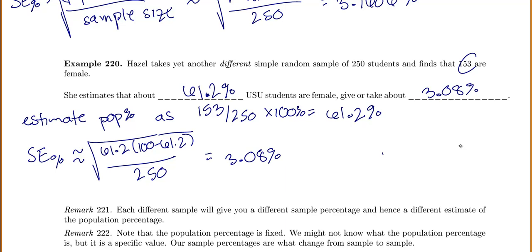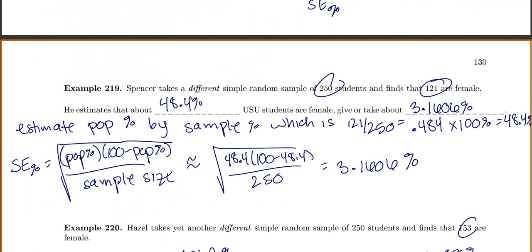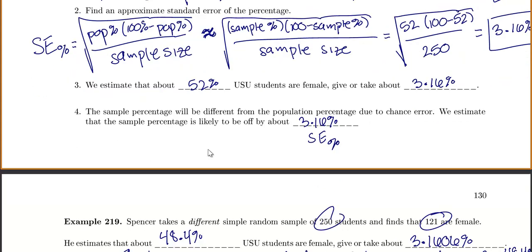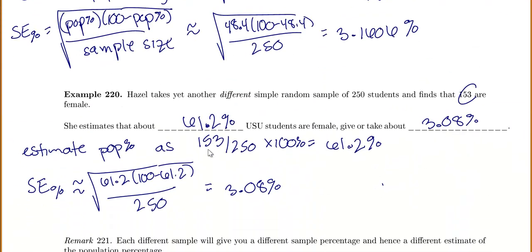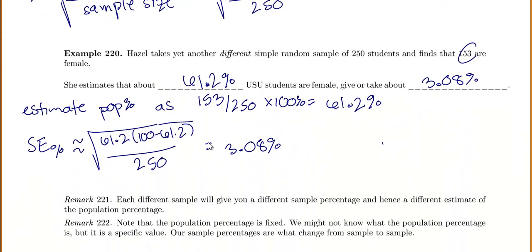Our sample percentages, though, they do change from sample to sample. So when I'm getting these different estimates of 61.2 or 48.4 or 52%, those estimates are changing. That doesn't mean that the overall population changes, because it's not changing. That's a fixed constant. What does change is my estimate from sample to sample.